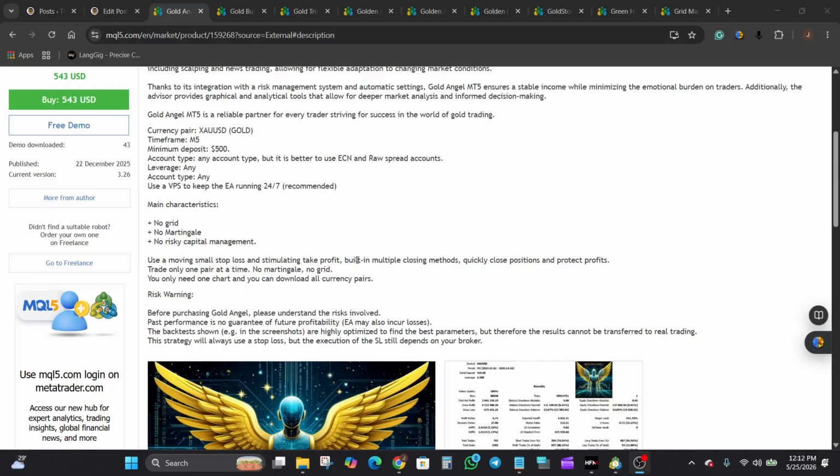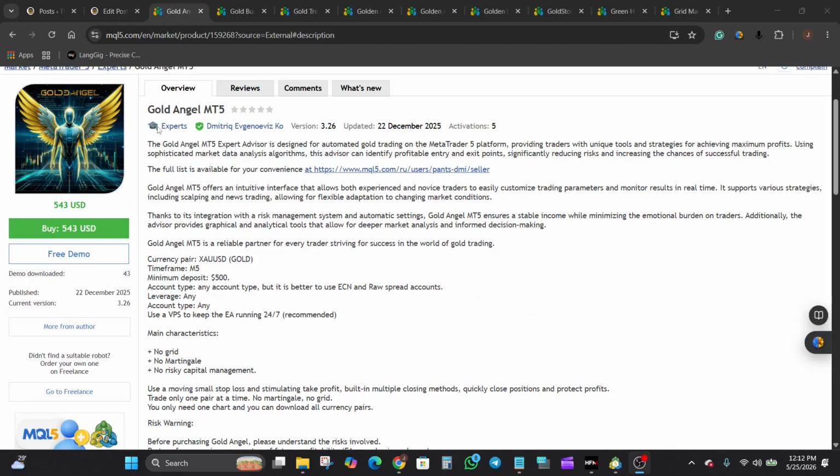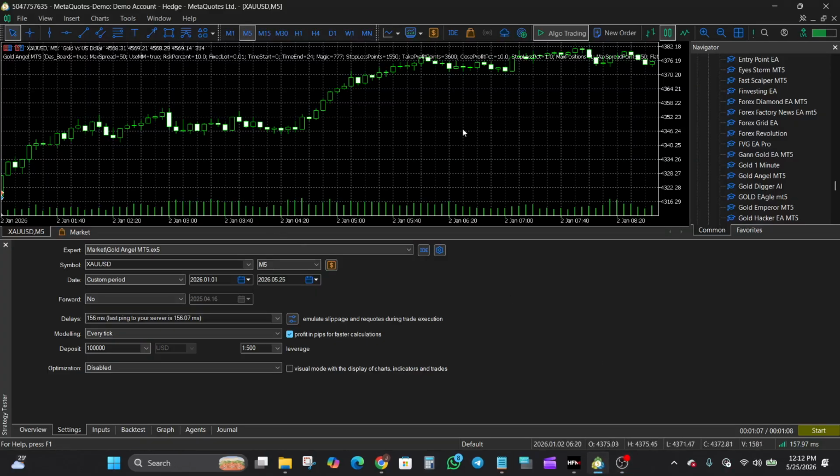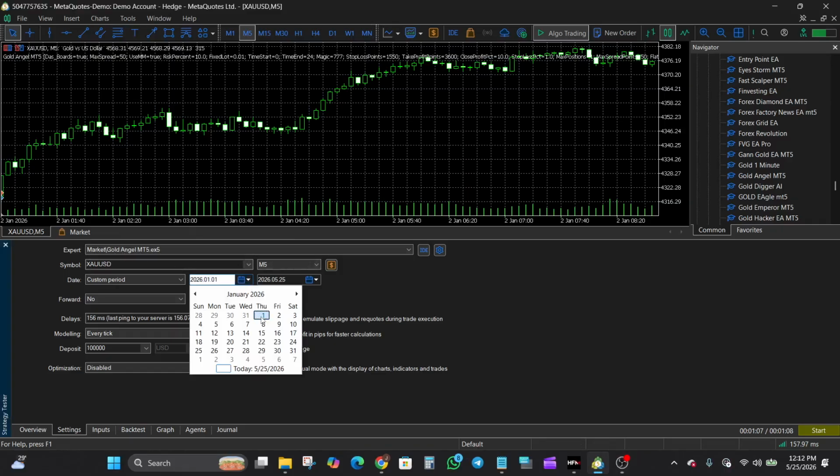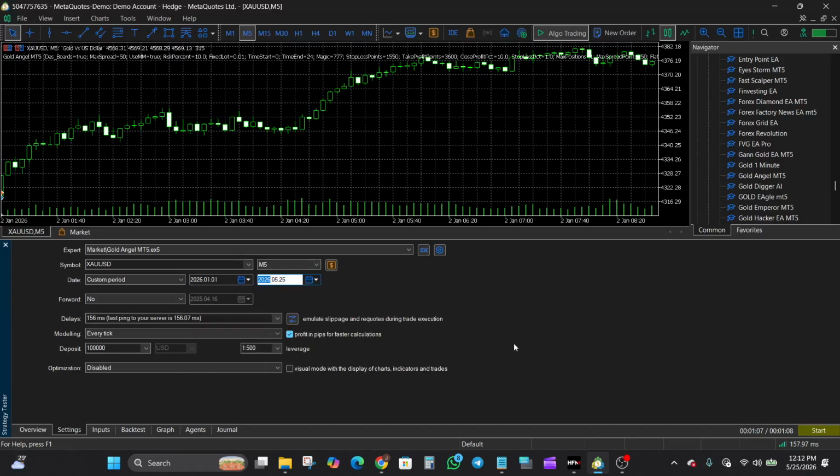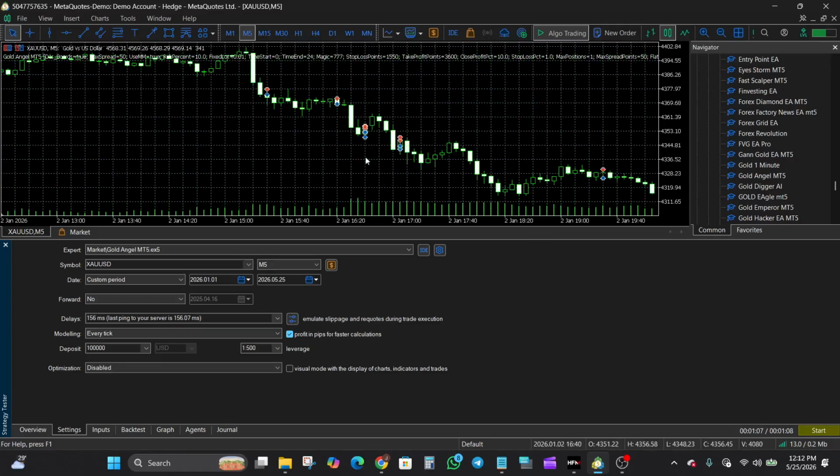gold under these conditions. All right, so we're going to be testing the GoldAngel EA on gold on the M5 time frame, right? So this is the GoldAngel EA. XAUUSD is the symbol. M5 time frame. We are running the test from the beginning of the year till date, so we can get a reasonable data for the back testing. As for the delays, we used the last ping to the server, every tick modeling, and here we go, right? So this is the chart history.